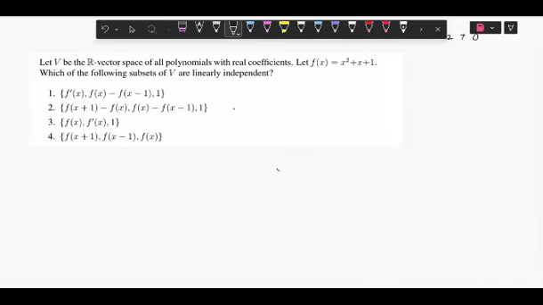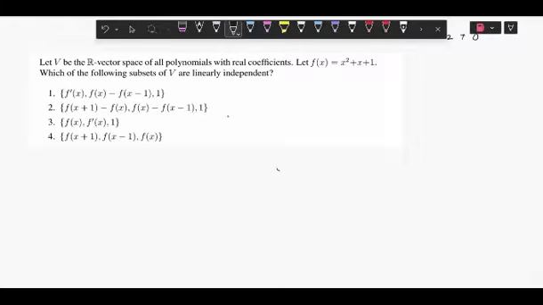Now let's solve the next question from linear algebra. The question says: let V be the R vector space of all polynomials with real coefficients. Let f(x) equal x square plus x plus 1. Then which of the following subsets of V are linearly independent? So हमें देखना है कौन सा linearly independent होगा. This is a very easy question.